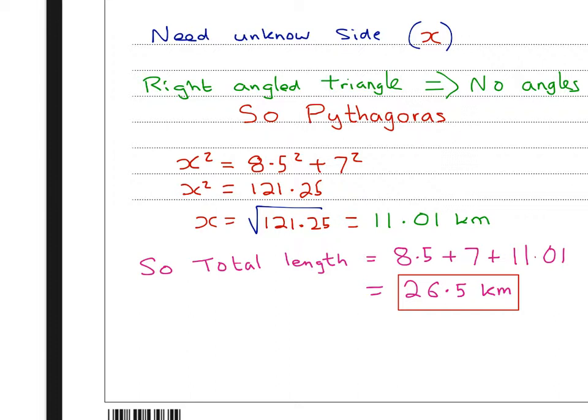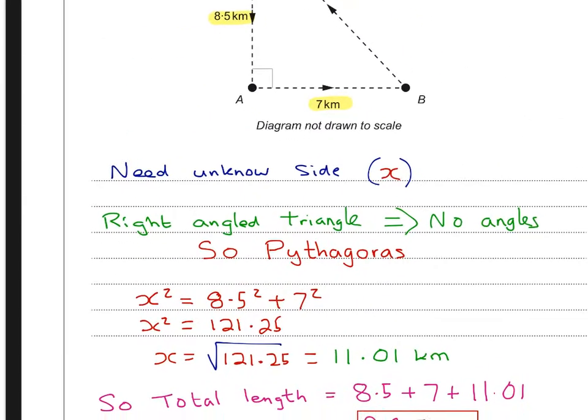Then the total length is you add all around the outside of the triangle. So 8.5 add 7 add 11.01 gives that answer of 26.5 kilometres.